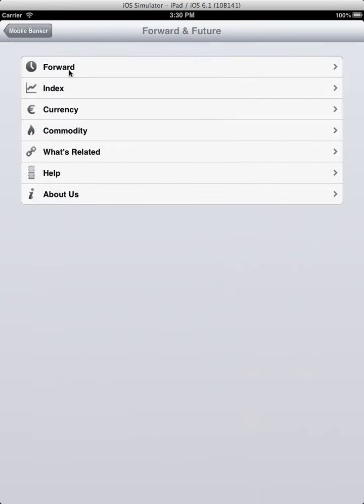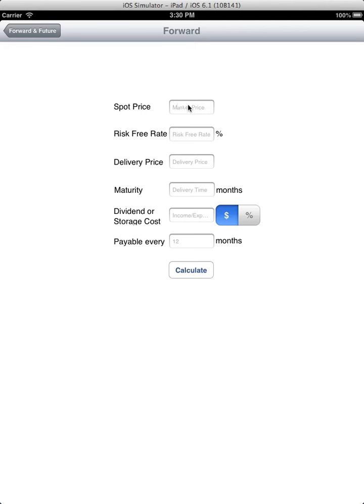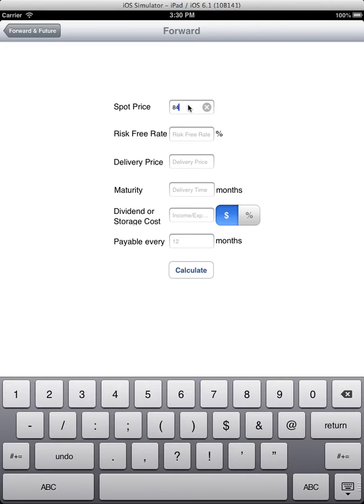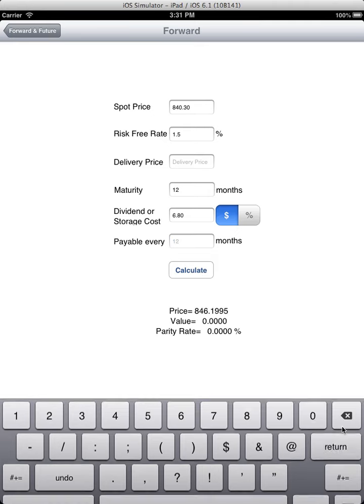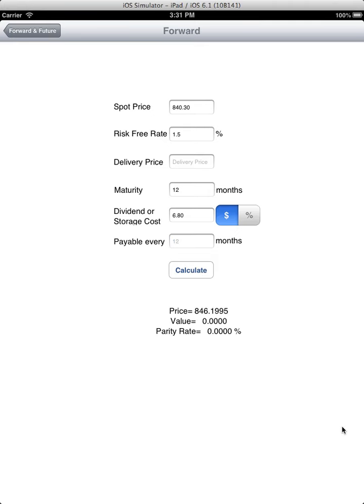So the options are forward. Say here we enter the spot price, so 840.30. Risk-free rate is 1.5%. We want to calculate the delivery price. Months out is 12 months. 6.80 is the storage cost. It's payable every 12 months. So this is what we receive: the price and the value and parity rate.